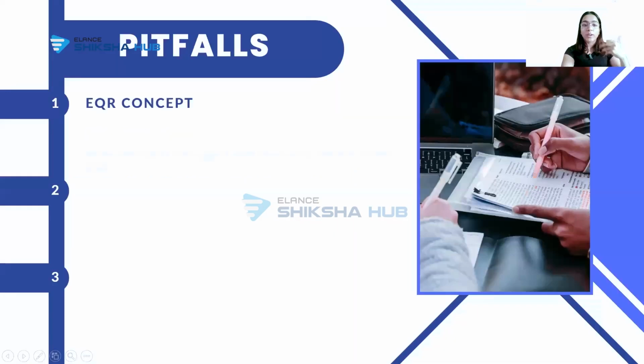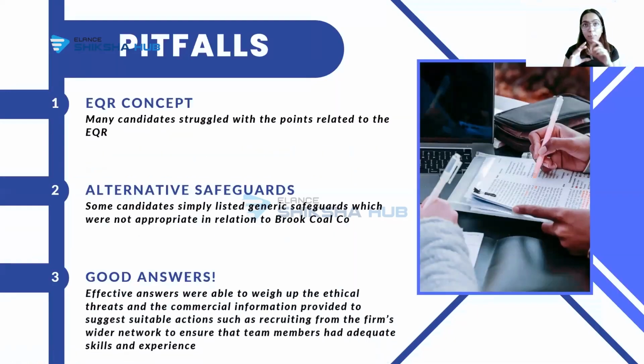Okay. Now, what were the certain pitfalls? EQR, there was a part related to the EQR. Students seem to have less knowledge about it. So make sure that you are not ignoring any specific area. Now, regarding the alternative safeguard, which was the fourth requirement, the second part of requirement B, where you had to suggest alternative safeguards, the examiner told that students listed generic safeguards which did not fetch them the marks. Why? Effective answers were able to weigh up the ethical threats and commercial information provided to suggest suitable actions such as recruiting from the firm's wider network to ensure that the team members had adequate skills and experience.